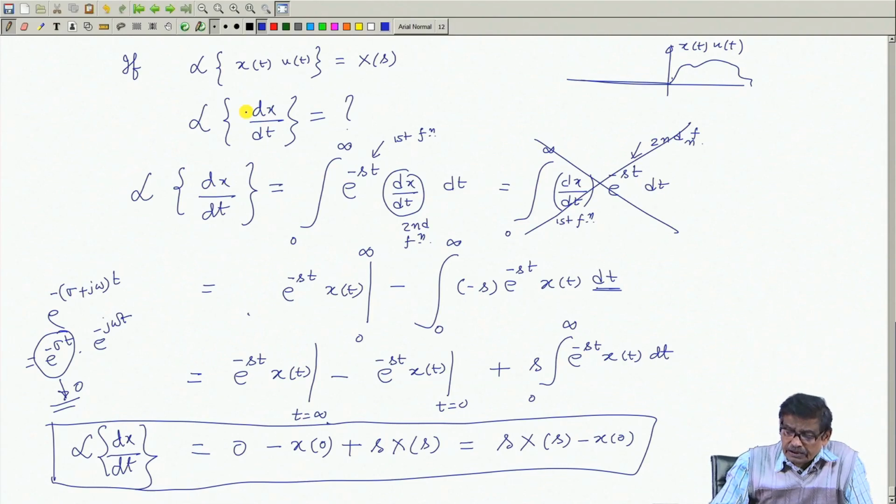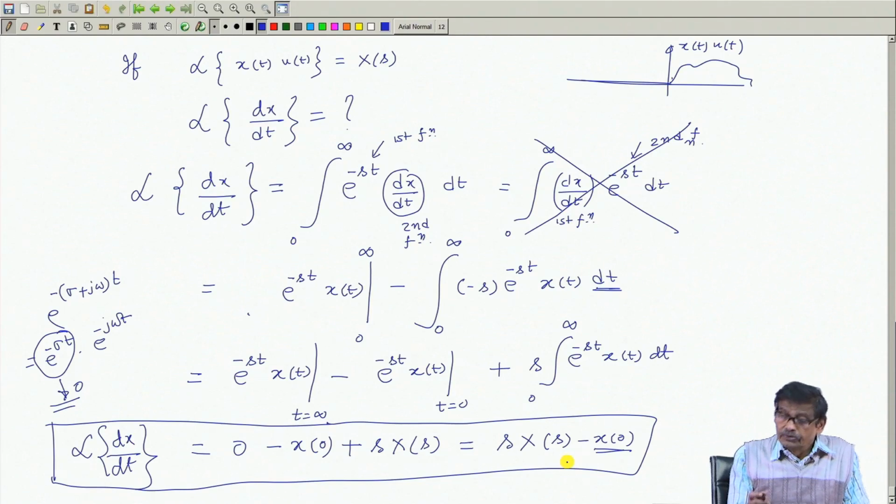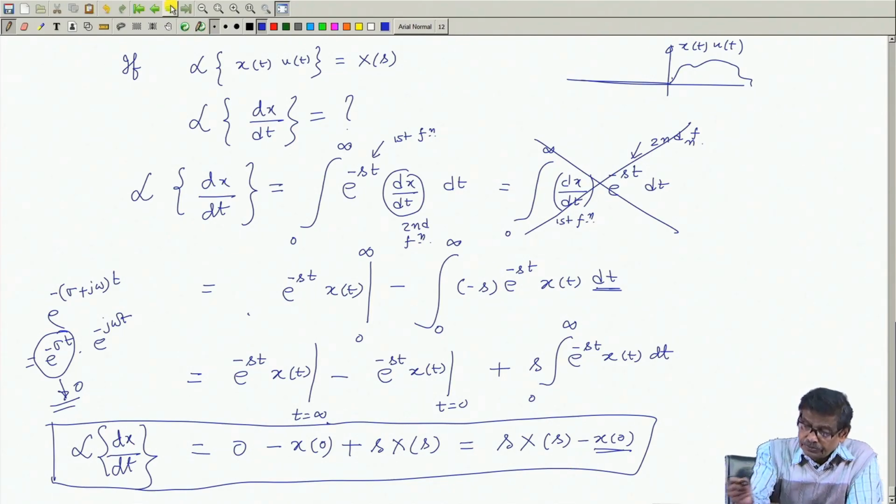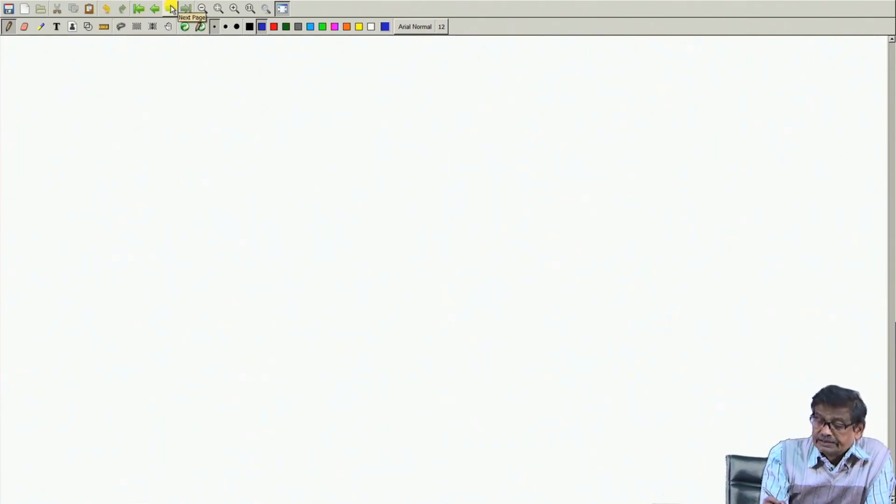That is a different story. Now, here is something very interesting: differentiation of a given function. If you take its Laplace transform, it gives rise to some sort of an algebraic equation. What is x(0)? x(0) is the initial value of the function at t equal to 0. So, one can extend this idea.